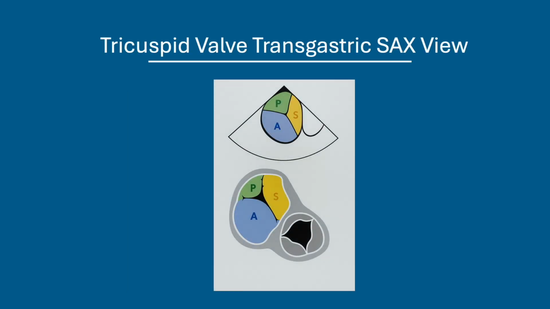Schema of the tricuspid valve in the short axis transgastric view, and note that the relationship of the tricuspid valve to the aortic valve is that the aortic valve is in the 5 o'clock position in this view. Here you can also see the relationship of the anterior leaflet to the septal leaflet, as well as the posterior leaflet to the septal leaflet. You can also identify the number of leaflets of the tricuspid valve.